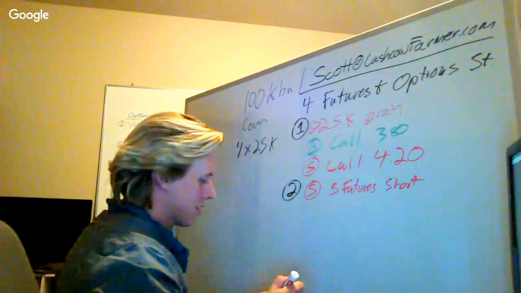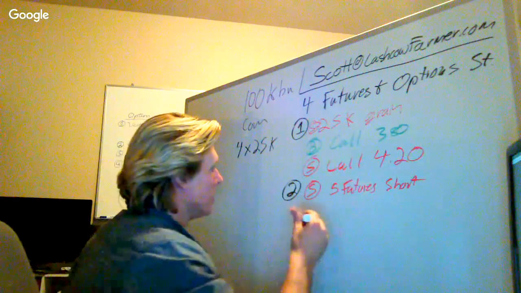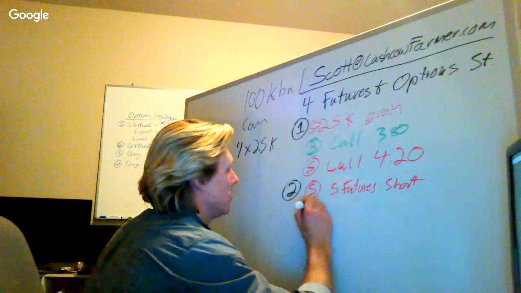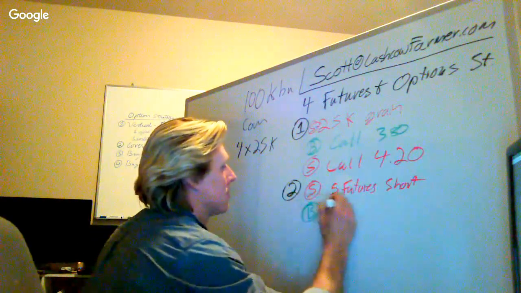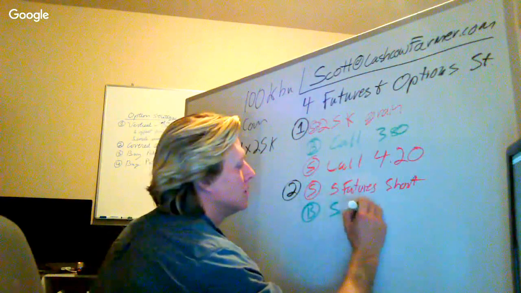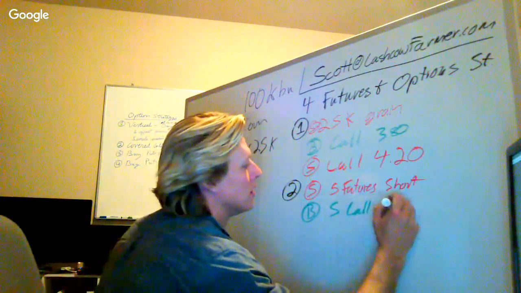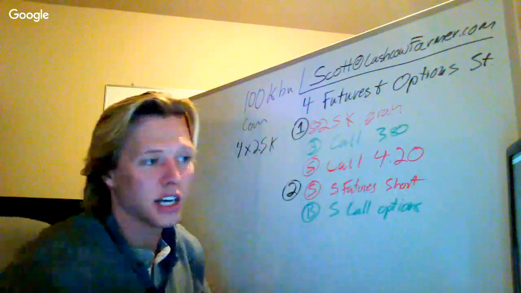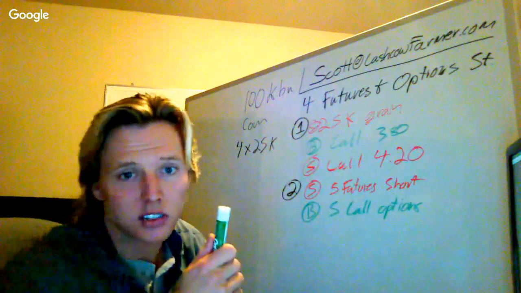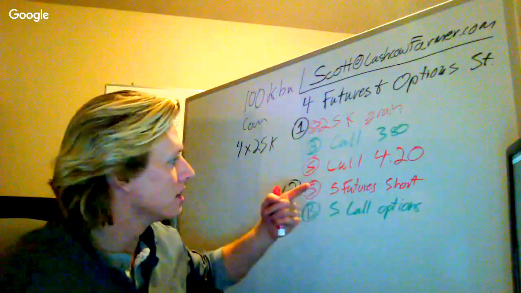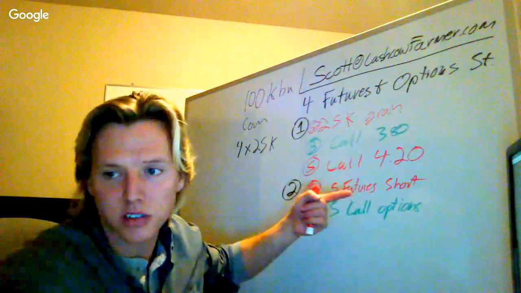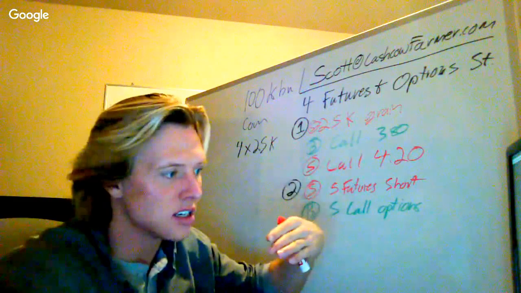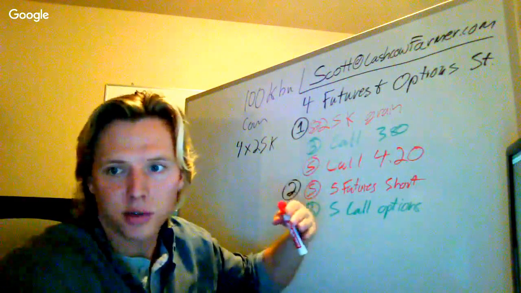And then the next thing we're going to do is we're going to buy 5 call options. So this is going to protect the downside. Okay, it's going to protect the downside because we've got the short futures. So we're basically locked in right now at whatever price that we are.